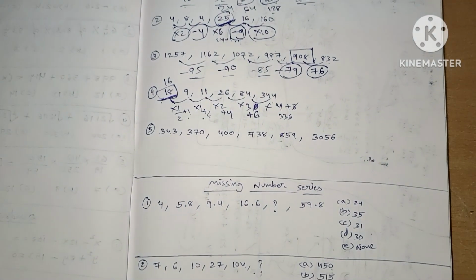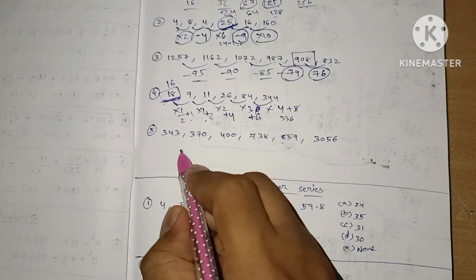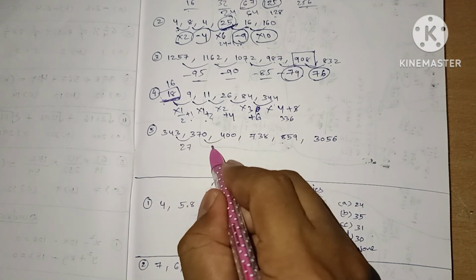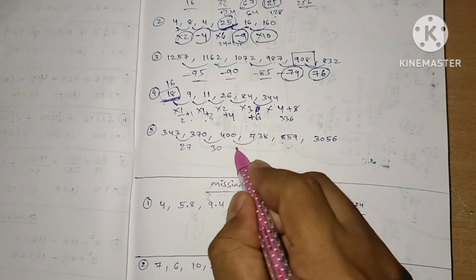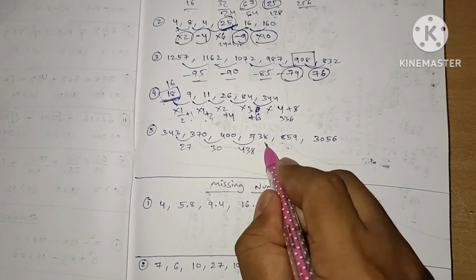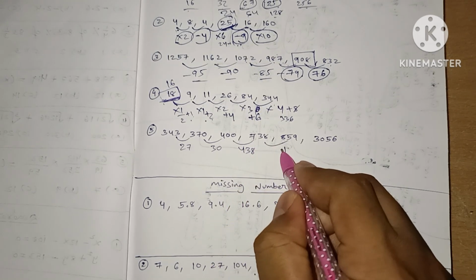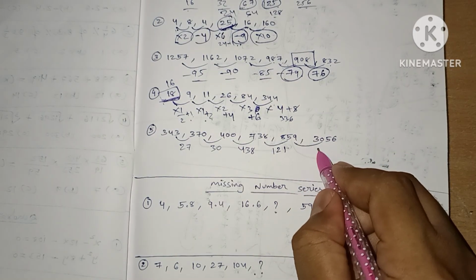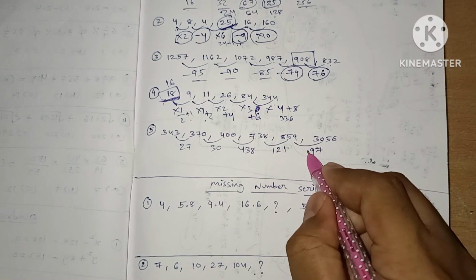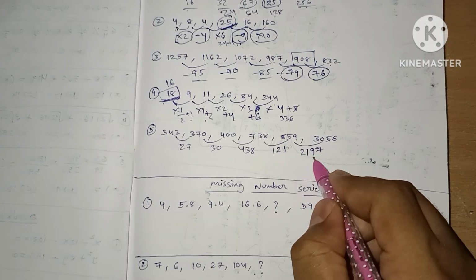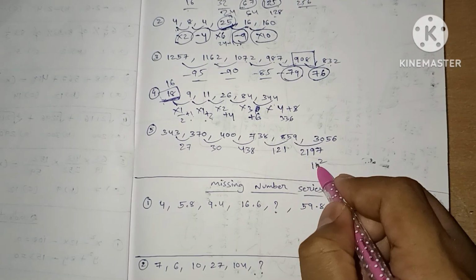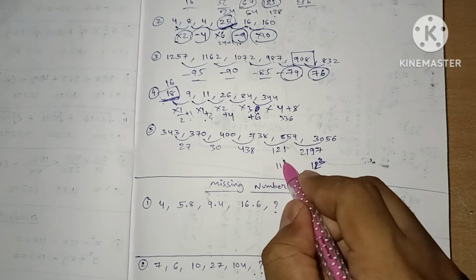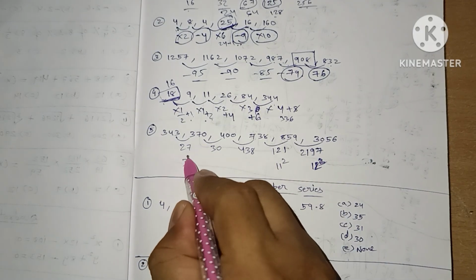Next question. Here we see the difference between these two is 27. Here we see a difference of 30. Here we see a difference of 438. Here the difference between these two is 1, 2 and 1. Here we see a difference of 7, 9, 1, 2. So it is a cube number of 12 square. It is 11, 12 cube. This is 12 cube and this is 11 square and this is 3 cube.